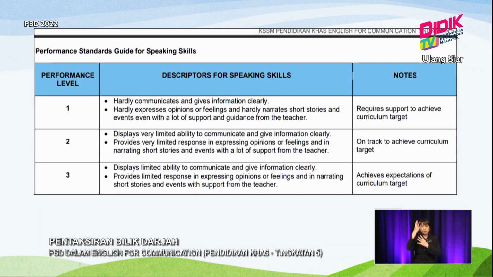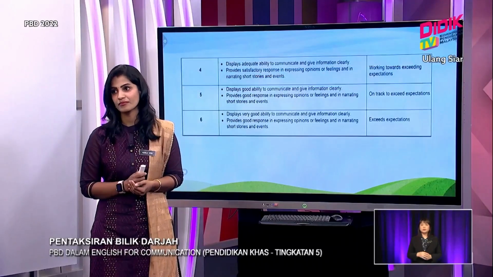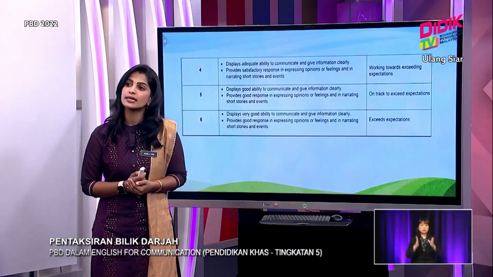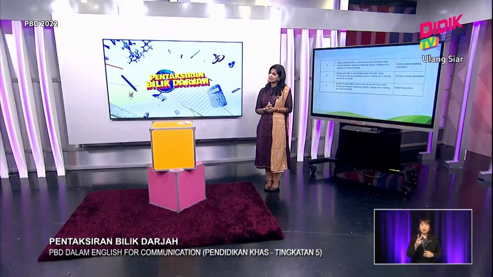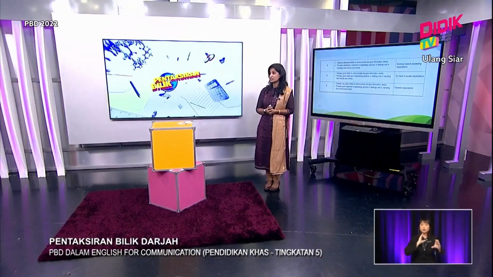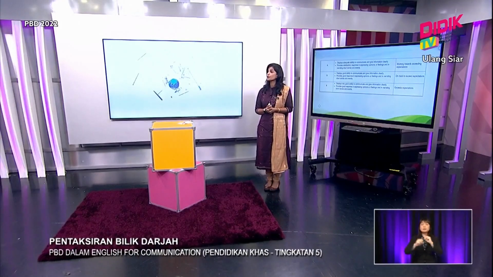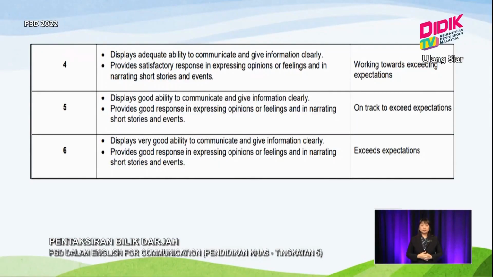For level 3, they display limited ability, but they provide a limited response in expressing opinions or feelings and in narrating short stories and events with support from the teachers. For level 4, the student displays adequate ability to communicate and give information clearly. The student also provides satisfactory response in expressing opinions or feelings and in narrating short stories or events.